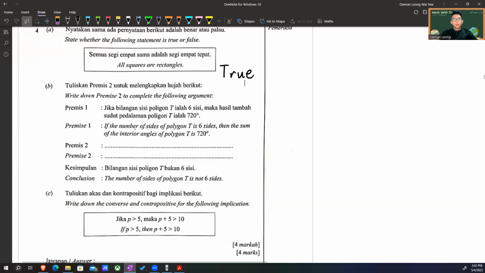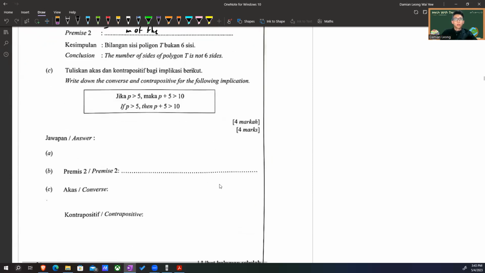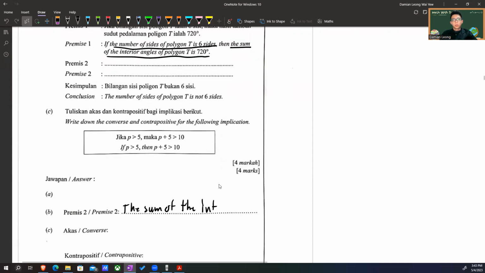I have premise 1. If the number of sides of polygon T is 6 sides, then the sum of interior angles of polygon T is 720. Conclusion, the number of sides of polygon T is not 6 sides. So the conclusion is not this, which means premise 2 will be not this. The sum of the interior angles of polygon T is not 720 degrees.